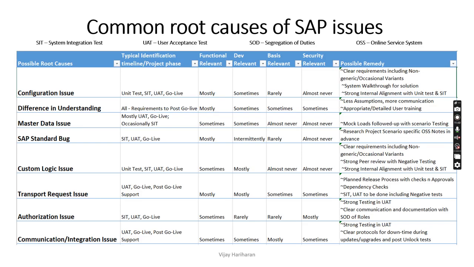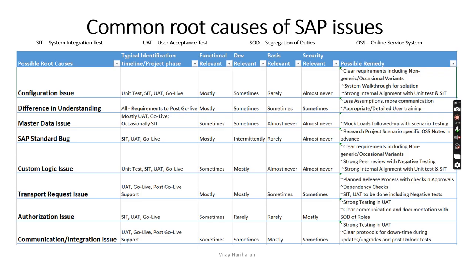And that's why you see that there are different teams involved, like functional is also involved, development of course, because it is mostly a code related issue, but as we are discussing, it can sometimes be an unclear requirement as well. Generally not basis or security issue, unless you have some custom rules or custom authorization objects, etc.